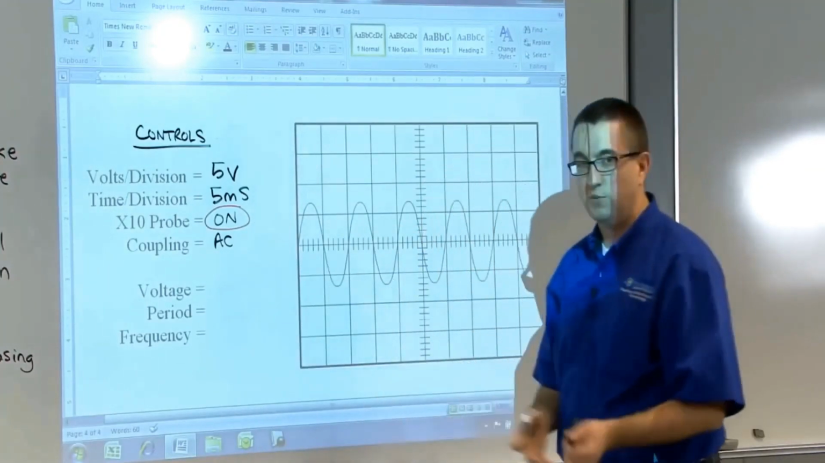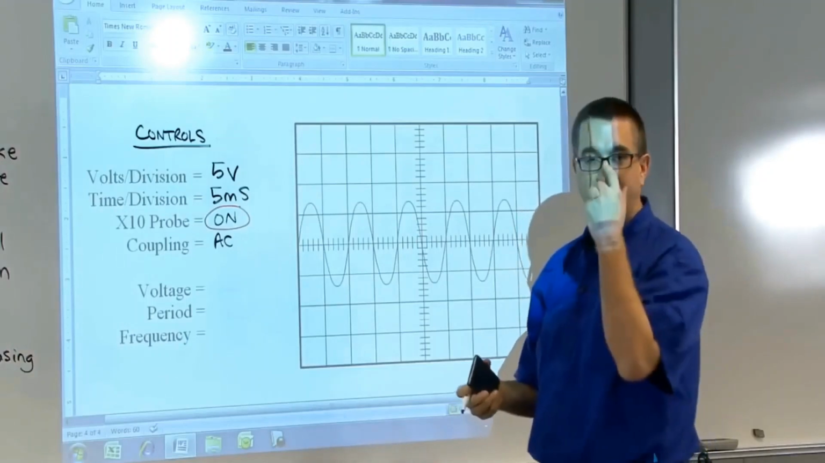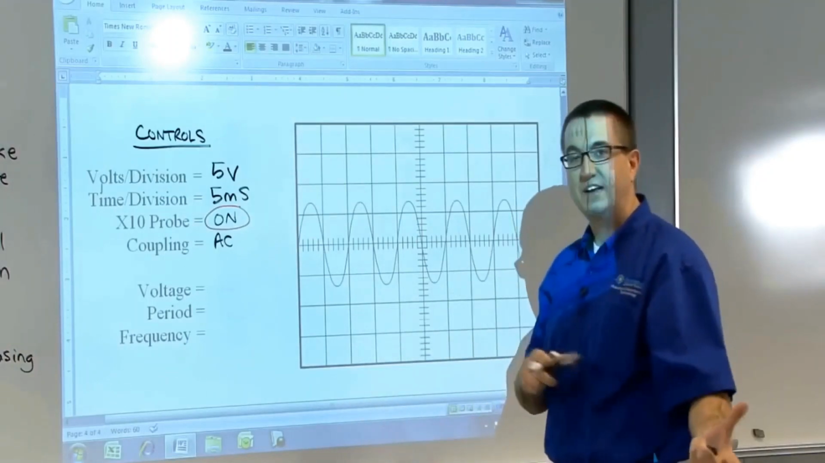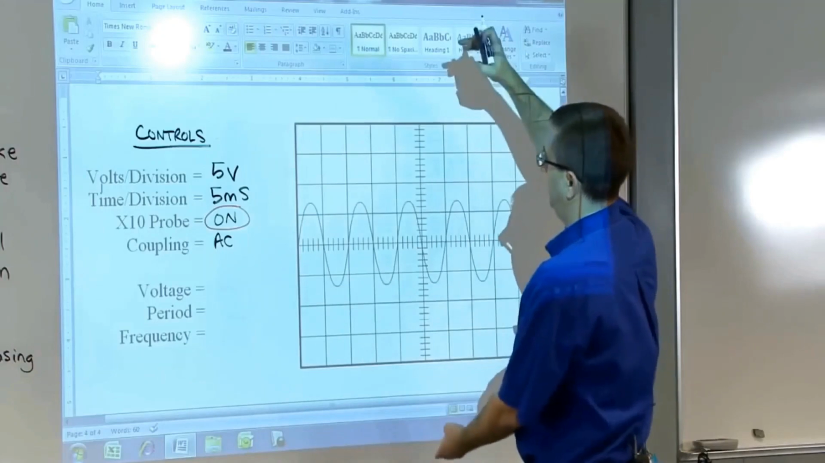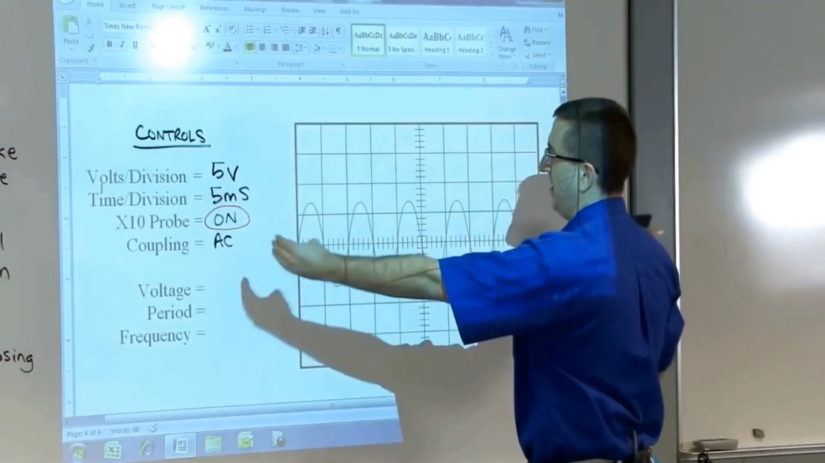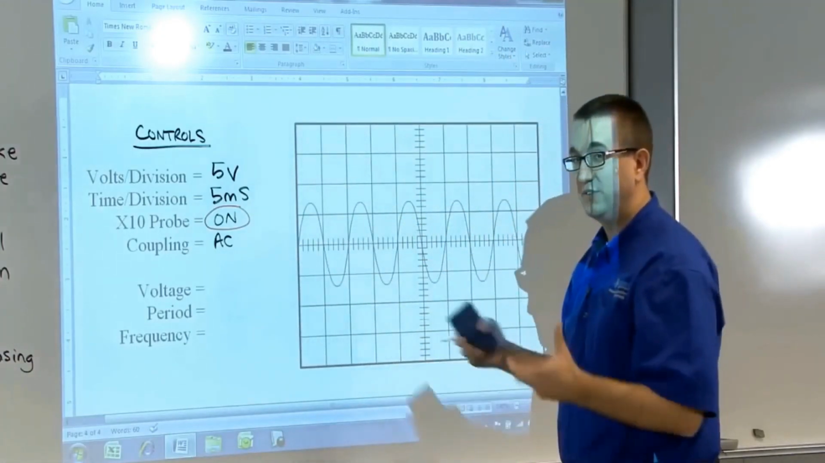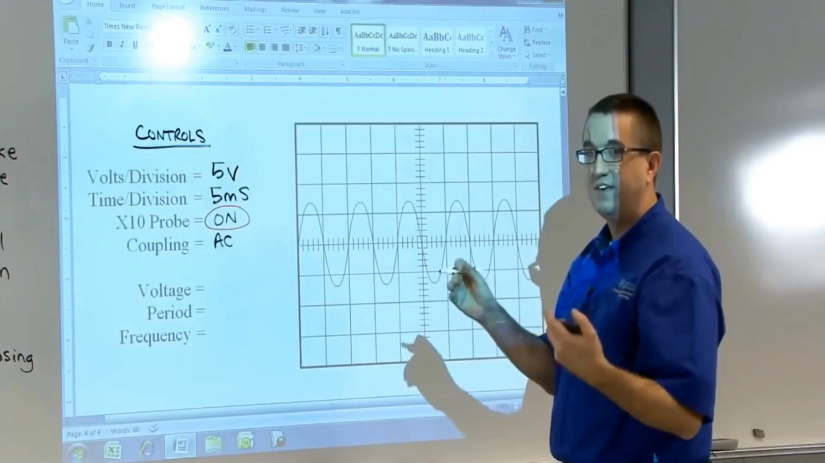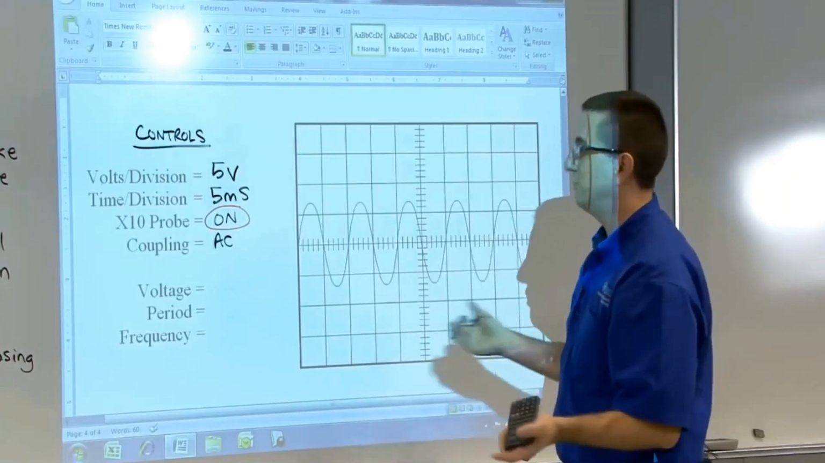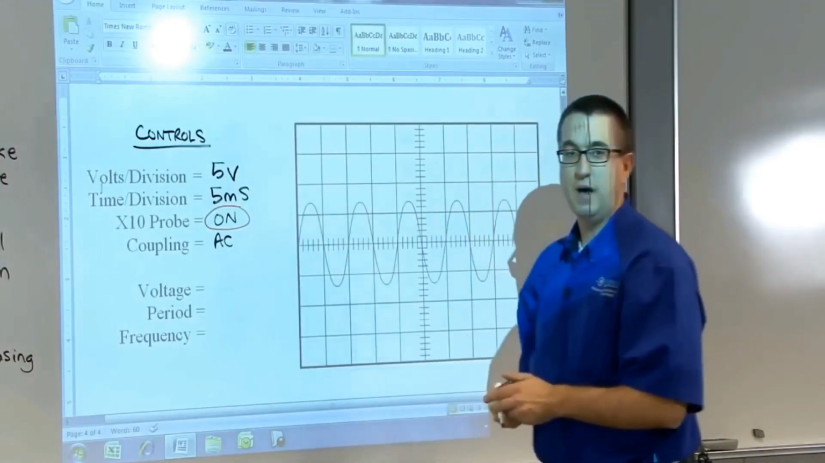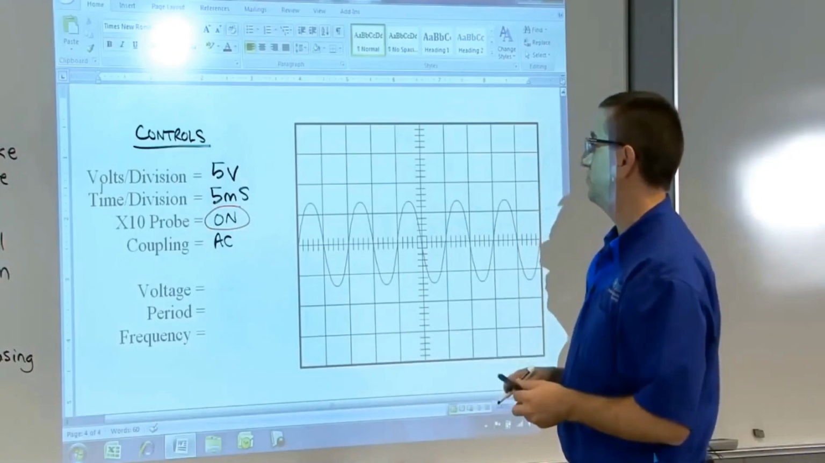It's not going to affect our period or frequency. There are some scopes that will have a magnify or a gain, and those may affect both the y-axis, the amplitude, and the time axis on the x-axis. So there are some scopes that will have magnifying gain along with the times 10 probe, but every scope has a times 10 probe. It's a function of the probe, not necessarily a function of the scope.